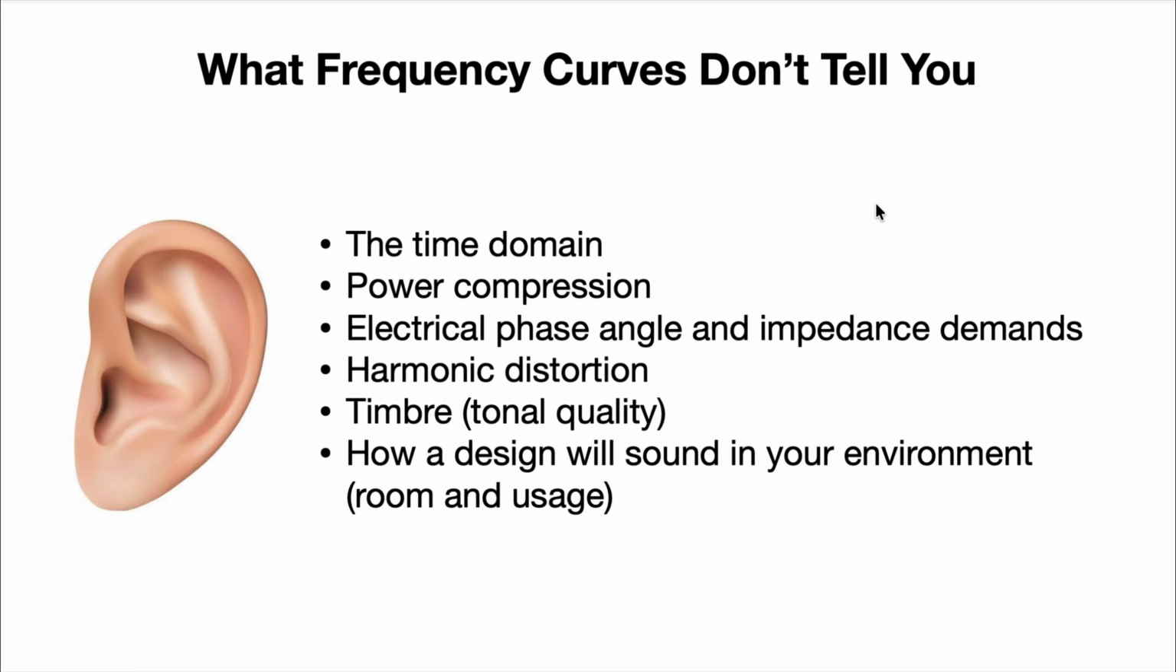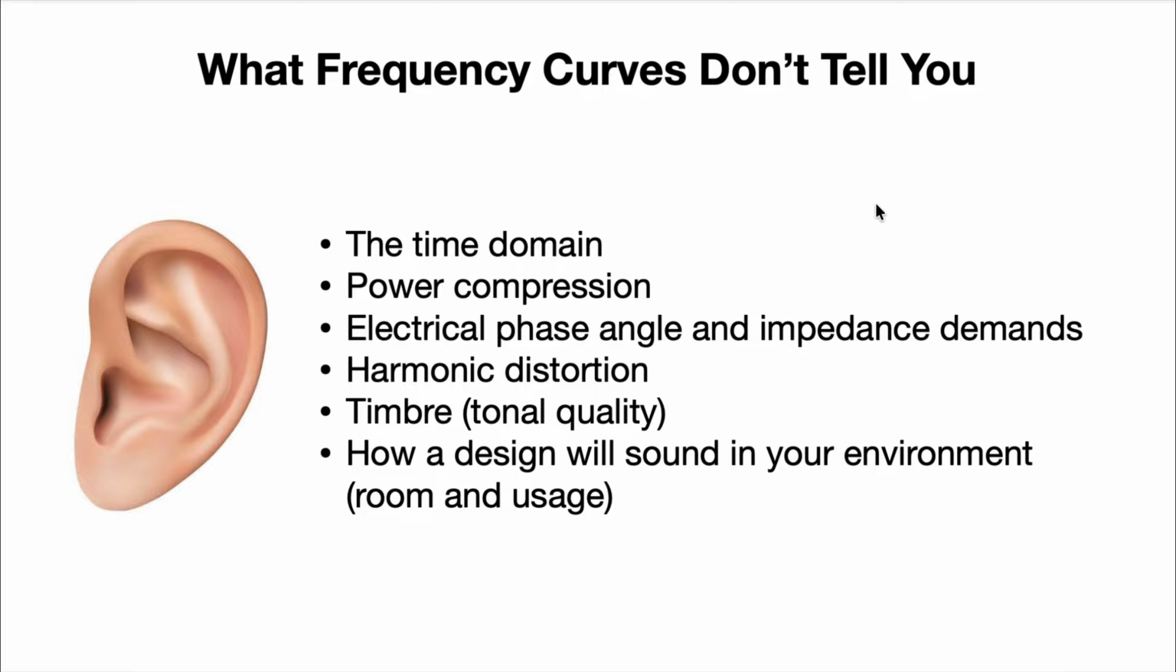Power compression. The way frequency measurements are handled is that usually the loudspeaker being measured is producing a low volume, and it doesn't necessarily reflect what you're going to see in the frequency data when it's played at the volume that you would be using at home. So there's a difference there. It's called power compression. It can pretty radically change the frequency characteristics of a loudspeaker.